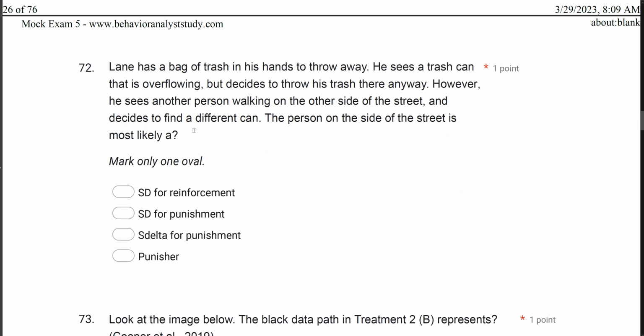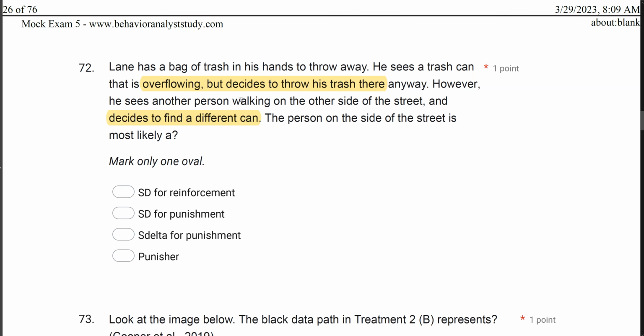Now, interesting question here. It's a little more of a technical reinforcement, SD, punishment question because we really have to look at Lane's behavior and decide why has it changed. We know Lane is going to go throw this bag of trash, and so he sees a trash can that is overflowing, but he's going to throw his trash there anyway. So that trash can is an SD, right? It's an SD for throwing his trash away. However, he sees another person walking on the other side of the street and decides to find a different can.